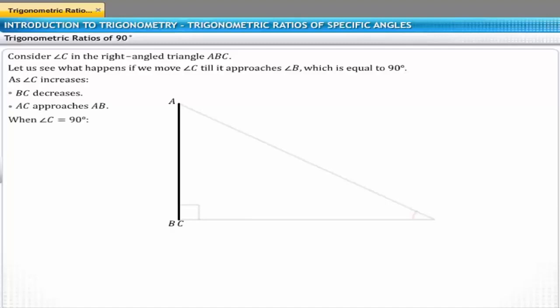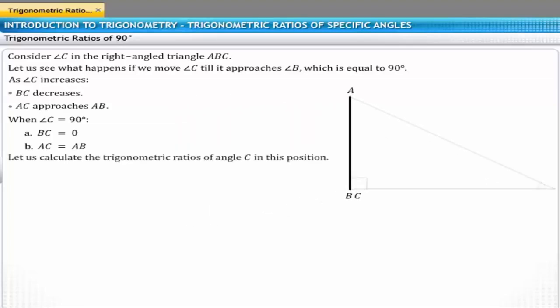When angle C becomes 90 degrees, we can say that the length of BC, the side adjacent to angle C, also becomes 0. Also, the length of the hypotenuse AC becomes equal to the length of AB, the side opposite to angle C. Let us calculate the trigonometric ratios of angle C in this position.